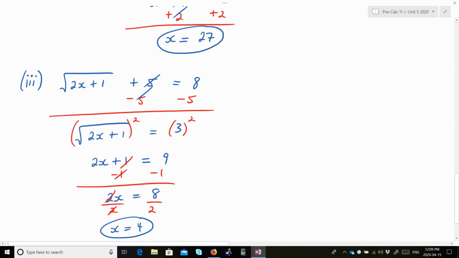And a quick check by inspection. Imagine putting x equals 4 right there. 2 times 4 is 8. 8 plus 1 is 9. The square root of 9 is 3. 3 plus 5 is 8. That's a good answer.